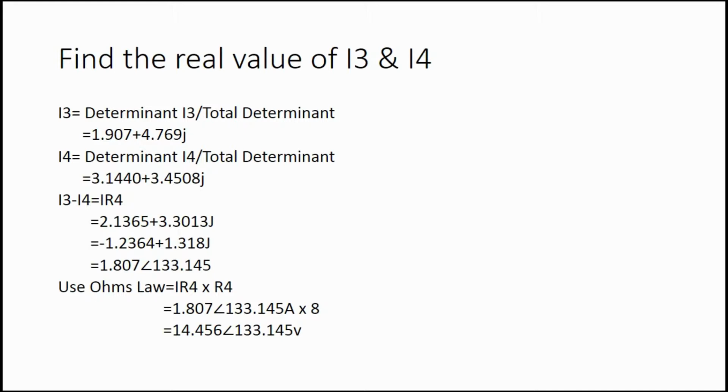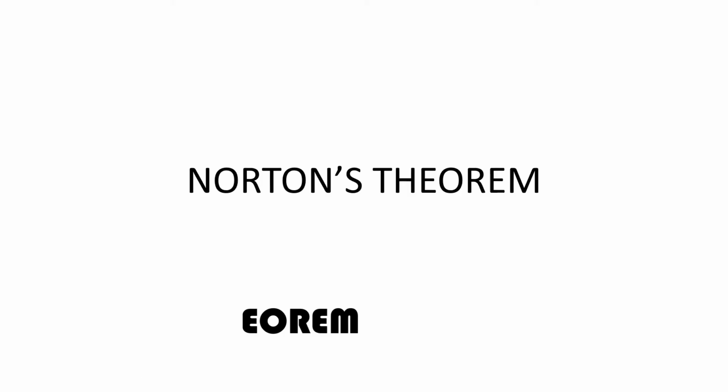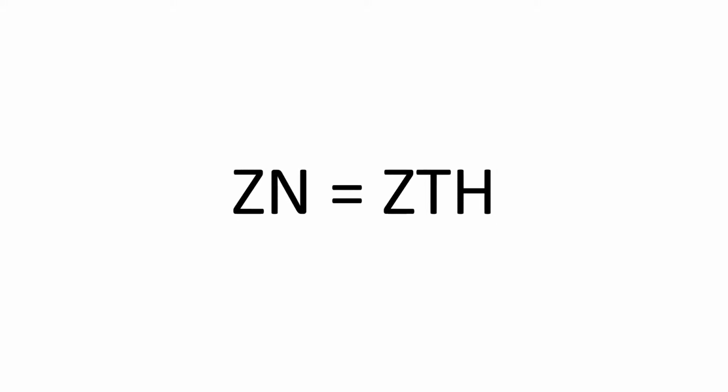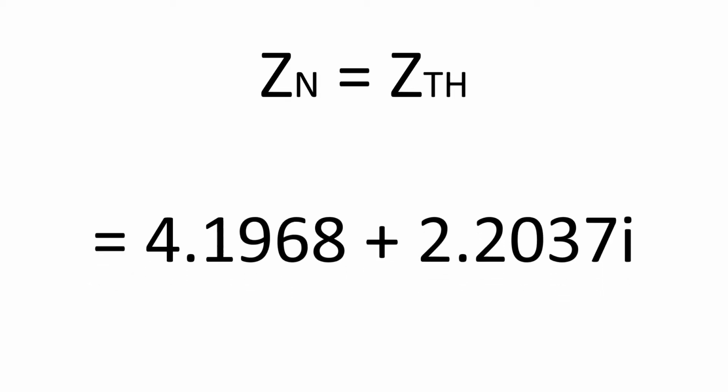After that, we can use Ohm's law by multiplying I4 with R4, and we get the voltage across resistor 4. This is another method to find IR4 and VR4. The value of Zn is equal to the value of Zth. This is the Zn value that we get from the Thevenin method.